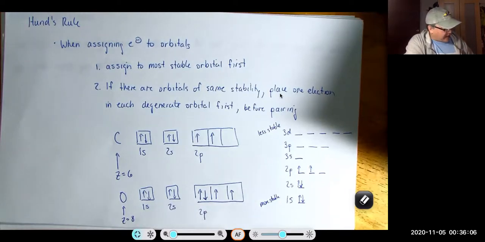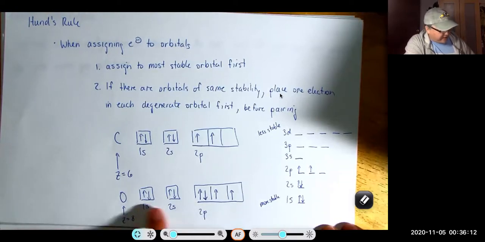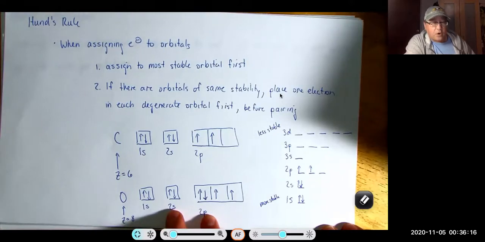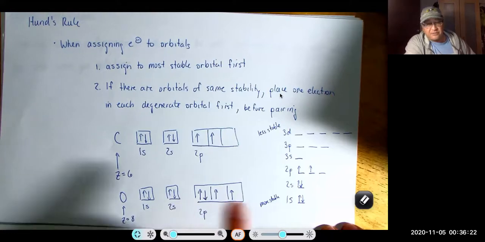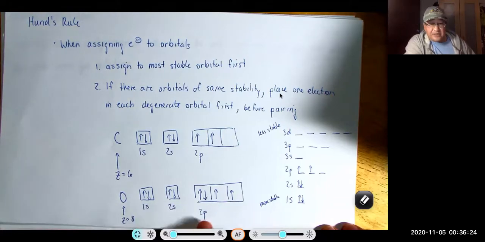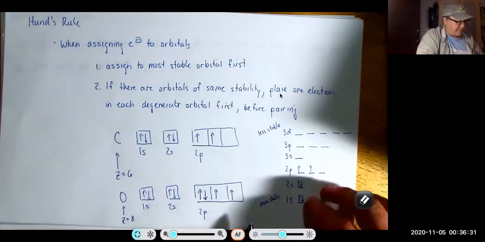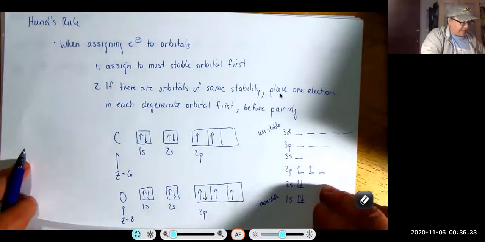Okay, so you might ask, well, why don't we just put one here, one here, one here, one here first? And the answer is that the difference in subshell energies is more important than pairing. So here, you're going to fill that subshell before you move on to another subshell. But in a subshell, if you have multiple orbitals, you're going to put one per orbital before you move on. Okay, so that's Hund's rule.